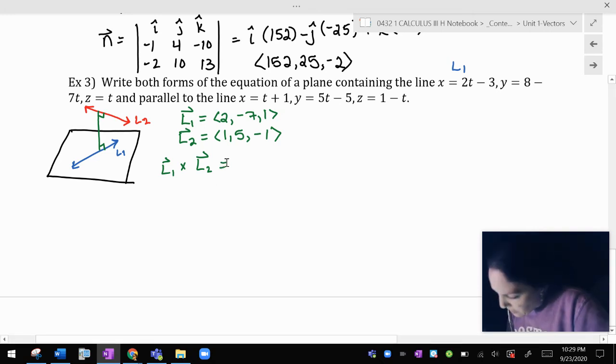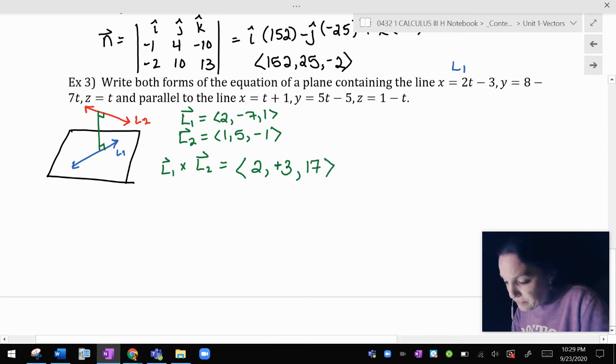So L1 crossed with L2 is really going to be 7 minus 5, which is 2. The negation of negative 2 minus 1, which would be negative 3. So now it's really positive 3. And then 10 minus negative 7, which is 10 plus 7, which is 17. So that is going to be the normal vector for my plane.